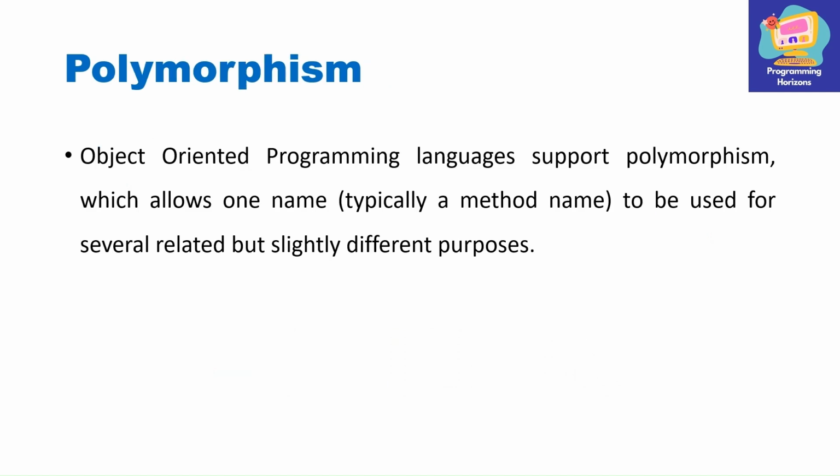Just as we have seen several real-life examples of polymorphism where one thing can take up many forms, in the same way object-oriented programming languages also support polymorphism where one name, typically a method or a function name, can be used for several related but slightly different purposes.